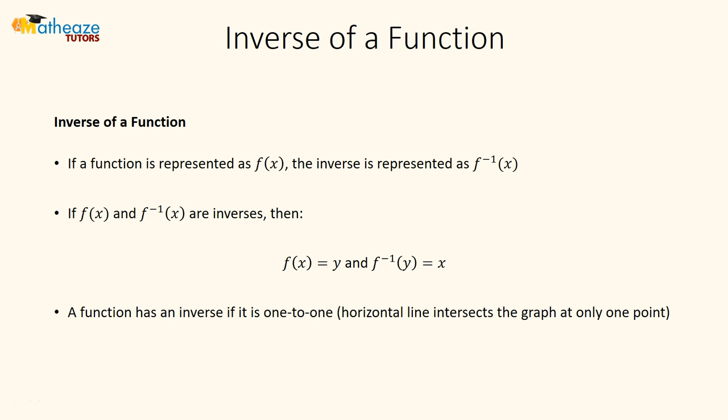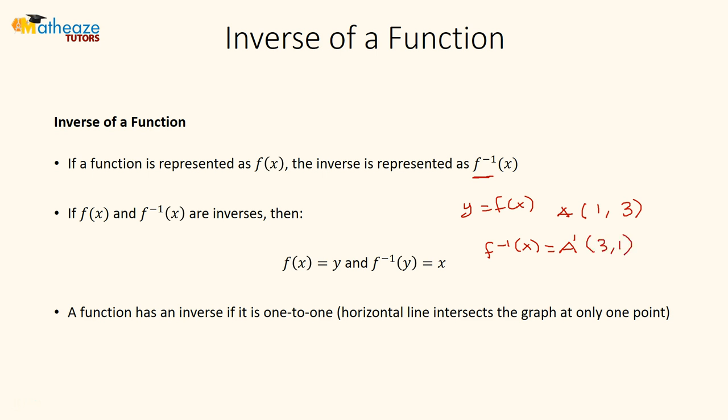So if I have a function f of x, the inverse is usually represented as f to the power of -1. That's how you identify that it's an inverse. The way it works is, if I had, for example, y equal to f of x, and a point A such that 1 and 3 satisfy this function, then for the inverse, f inverse of x, let's call this A prime, it is going to be 3, 1.